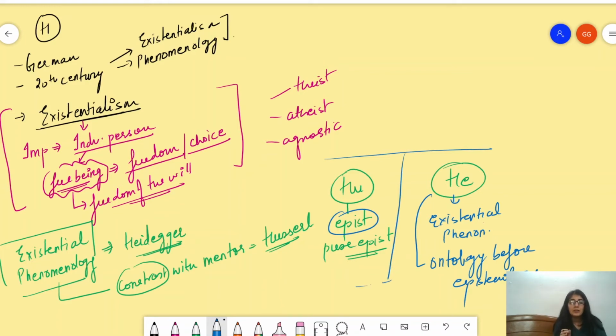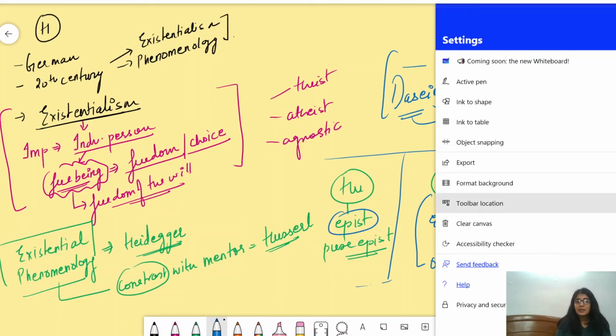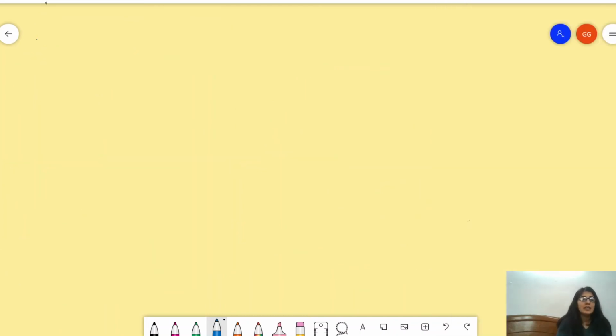Heidegger's philosophy deals with observing and analyzing the concept of Dasein. This concept of Dasein is the most important concept under Heidegger's philosophy. Now we're going to understand this concept keeping in mind existential phenomenology. Let's get started. The first thing that you need to understand is this concept of Dasein, which basically means being there.